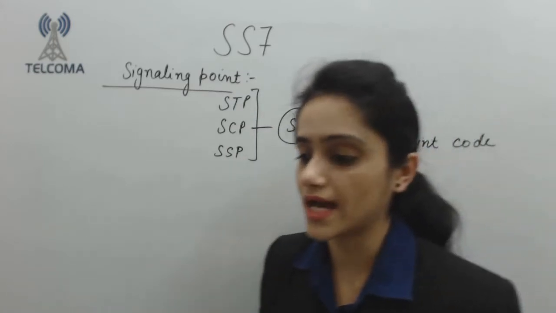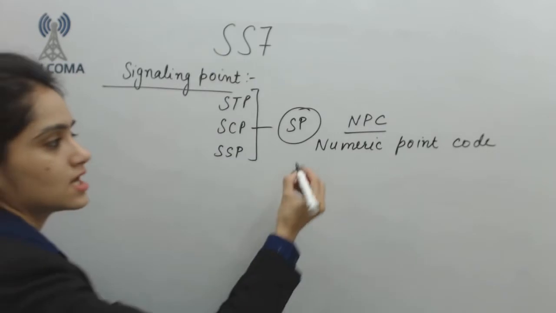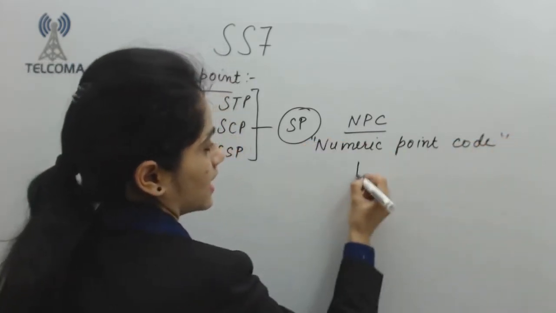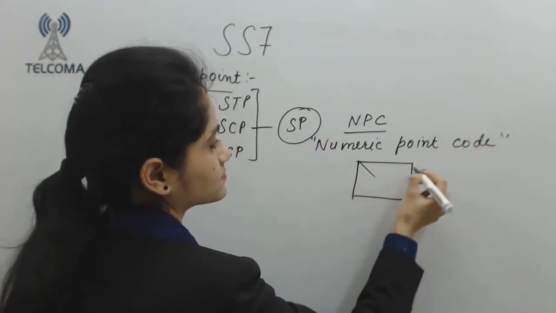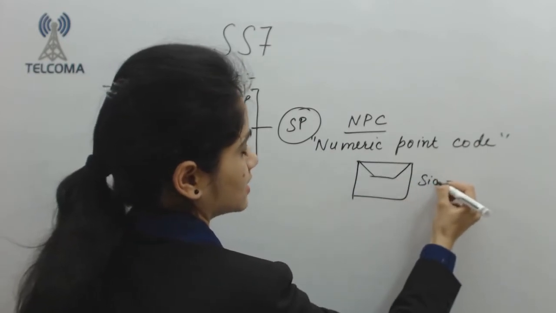Now, numeric point codes are carried by signaling messages. That means who carries these codes? These are carried by signaling messages.